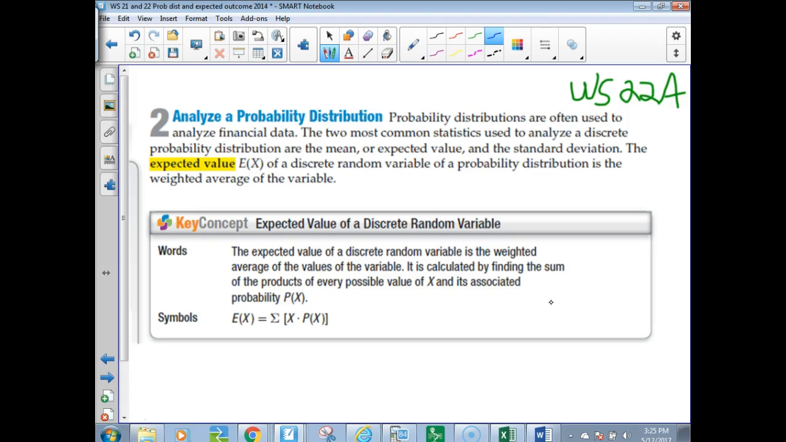Okay, I'm going to do expected value on Monday. So we're actually stopping right here. They do, don't they?